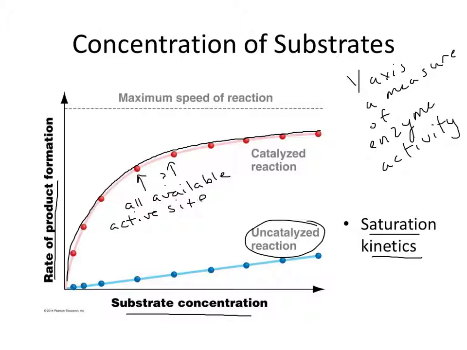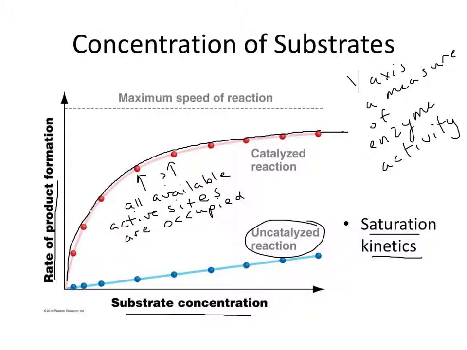And remember, the active sites on an enzyme are those portions of the enzyme that bind specifically to the substrate or substrates. But at some point in an enzymatically catalyzed reaction, as you add more and more substrate, you get to this point where all available active sites are occupied. So even though you add more substrate, you don't get an increased rate of reaction, and you see what's called saturation kinetics.